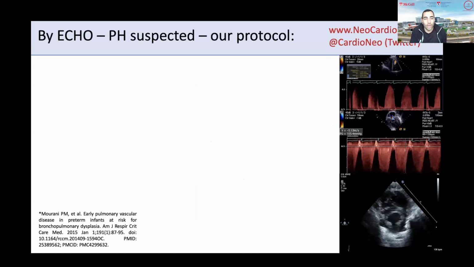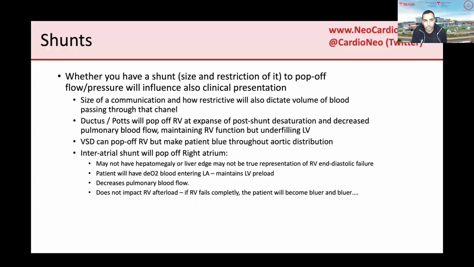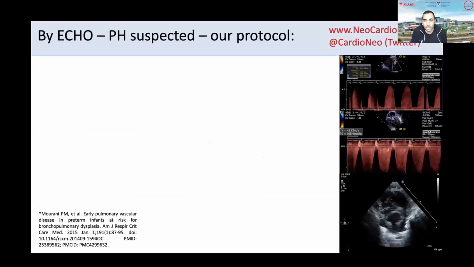Okay, perfect. So I've put here for your reference the recent classification of the different types of pulmonary arterial or pulmonary post-capillary hypertension. I put also a little memo about shunt, but it's basically what I just explained right now, like what a shunt will do, either to pop off or pressure equalize between cavities. And we spoke about this.